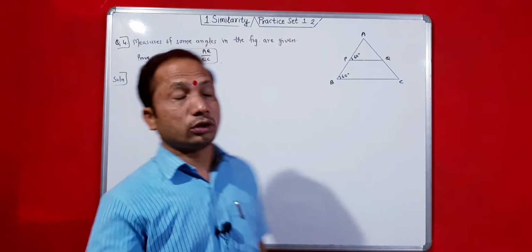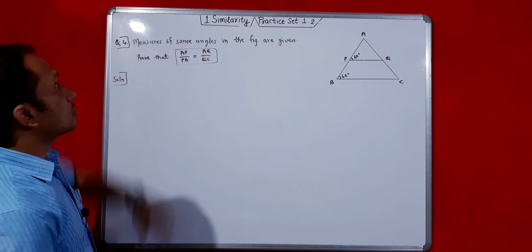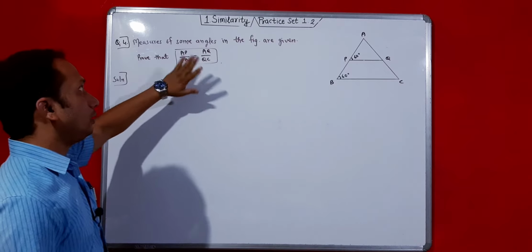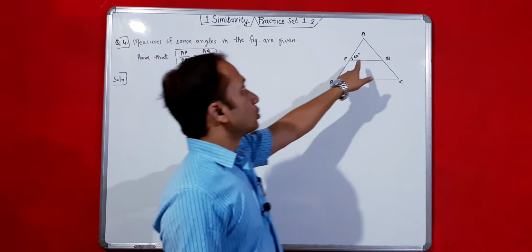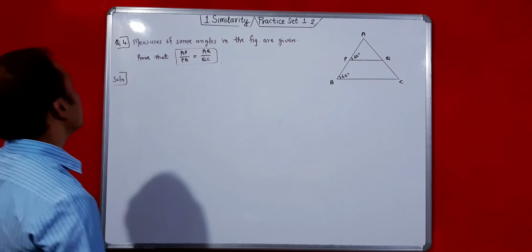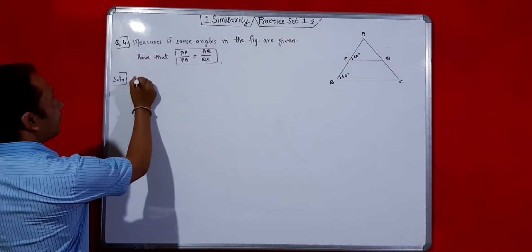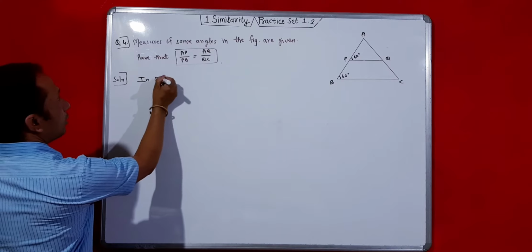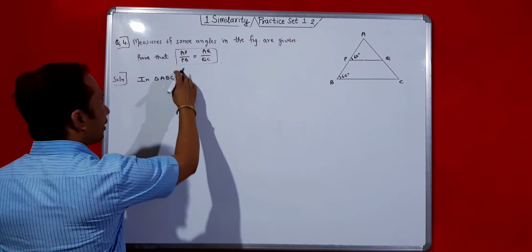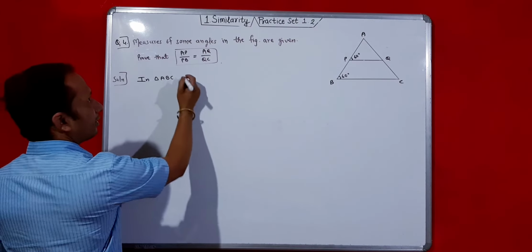Okay, so we'll solve the fourth question. In the fourth question, measures of some angles in the figure are given. Prove that AP upon PB equals AQ upon QC. This angle is 60, this angle is 60, this is given in the figure. So we'll prove this in triangle ABC and triangle APQ.